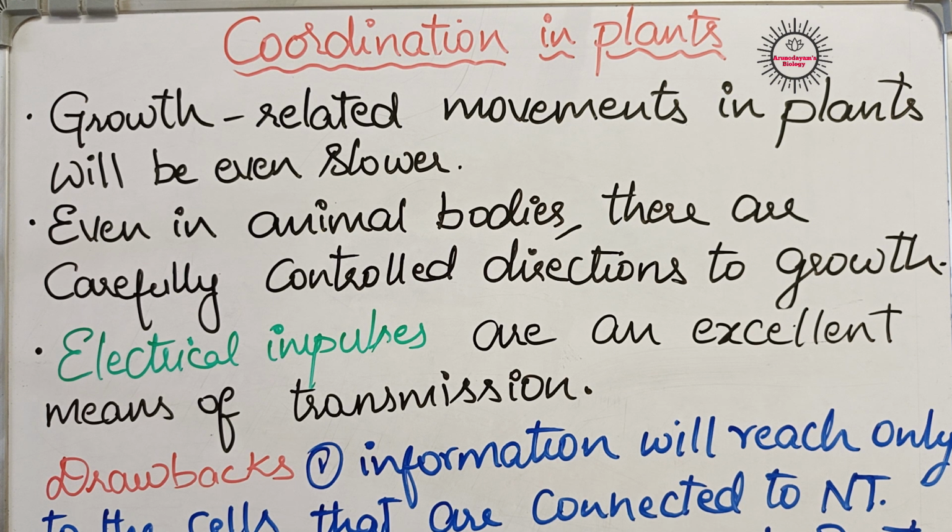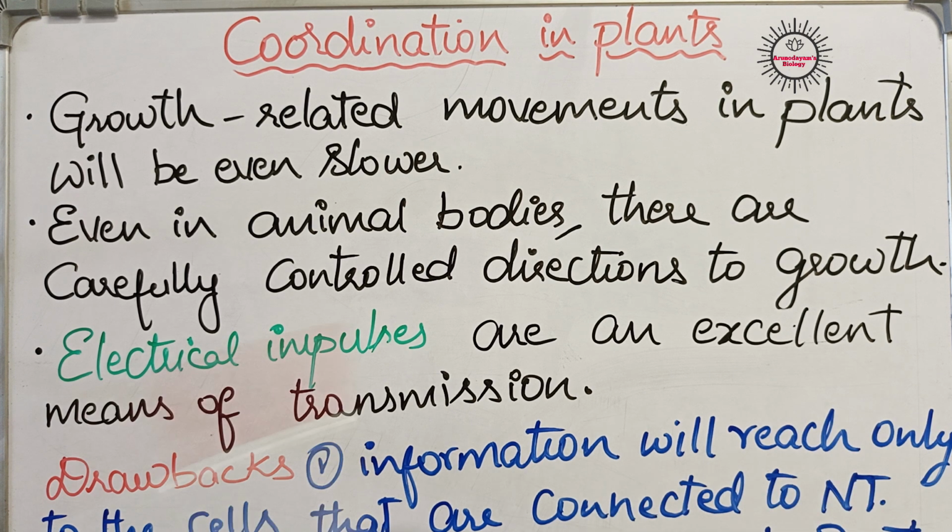Okay, if fast responses to stimuli are to be made, information transfer must happen very quickly. So we are talking about information transfer now. We are talking about how the information about stimulus is passing through the nerves of our body, or through the cells of a plant body, isn't it? So if fast responses to stimuli are to be made, information transfer must be quick.